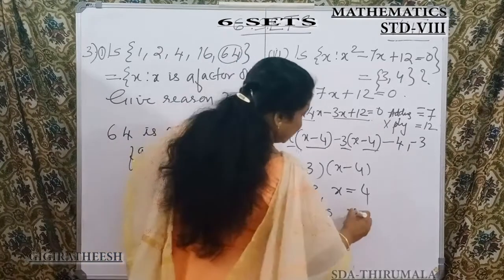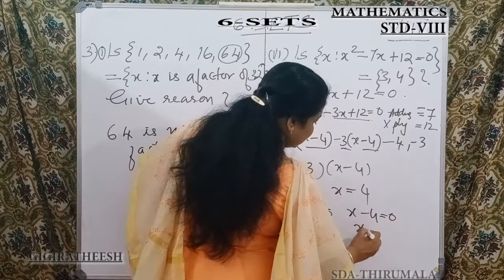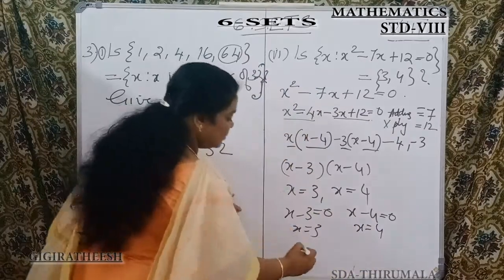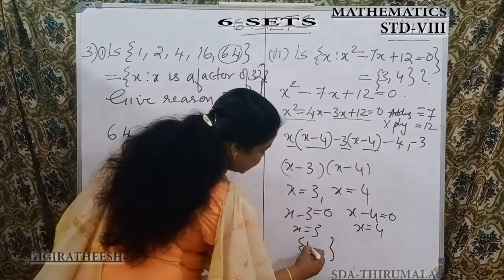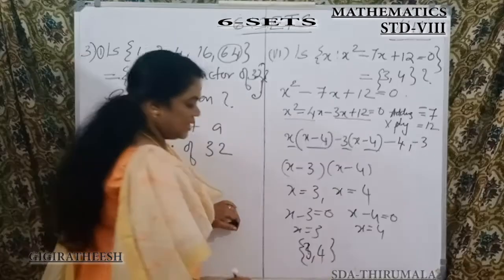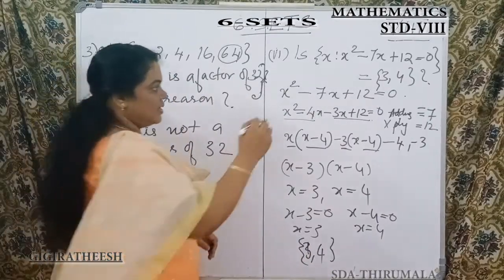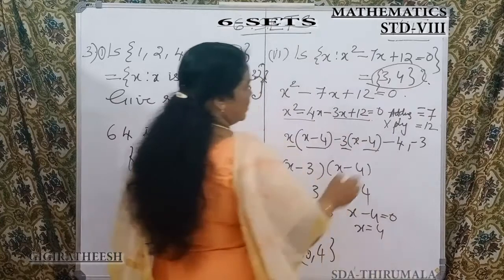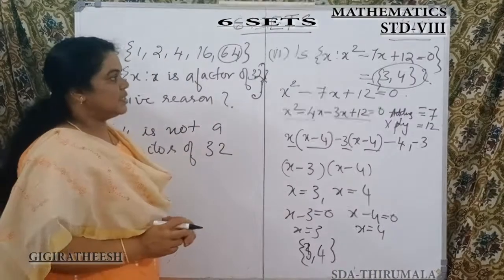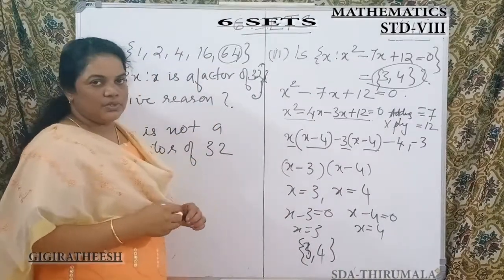Then x minus 4 is equal to 0, so x is equal to 4. And what are the factors here? The factors are 3 and 4. We can say that 3 and 4 are the factors of x square minus 7x plus 12 is equal to 0.